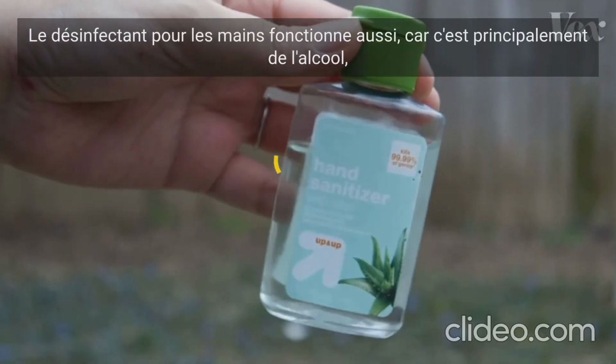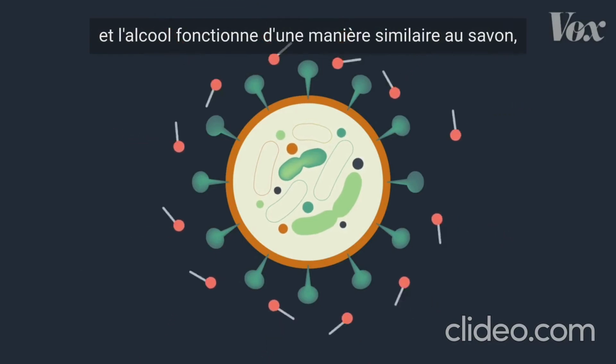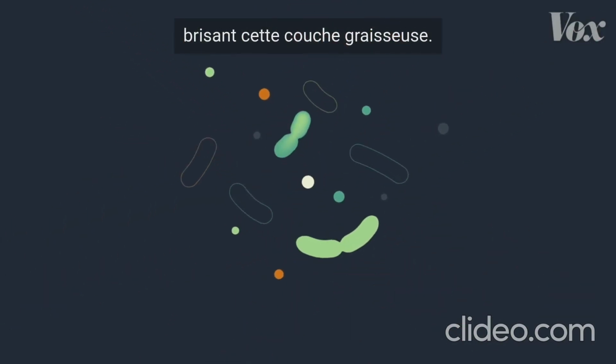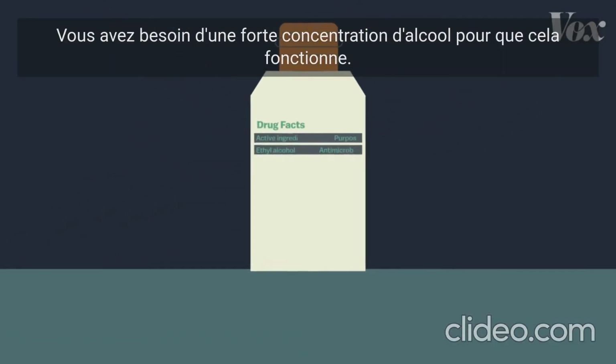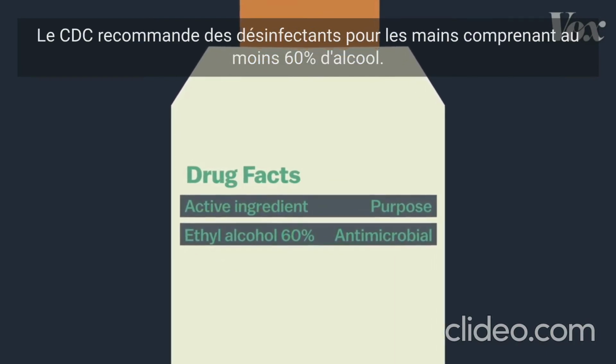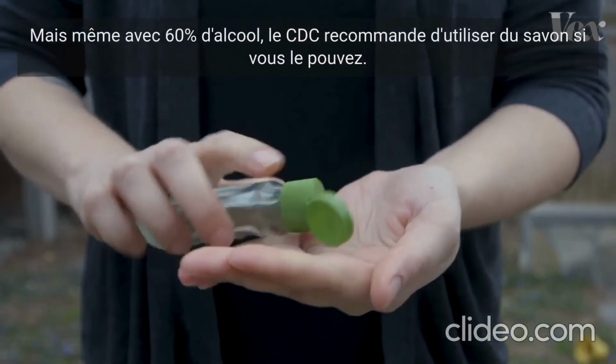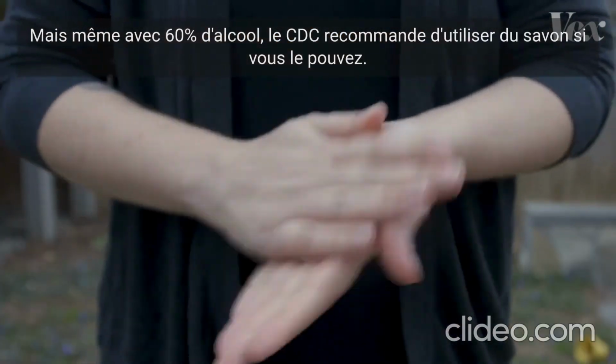Hand sanitizer works too because it's mostly alcohol, and alcohol works in a somewhat similar way to soap, breaking down that fatty layer. You need a high concentration of alcohol to make that work. The CDC recommends hand sanitizers with at least 60% alcohol. But even with 60% alcohol, the CDC recommends using soap if you can.